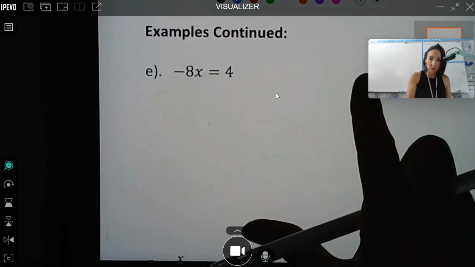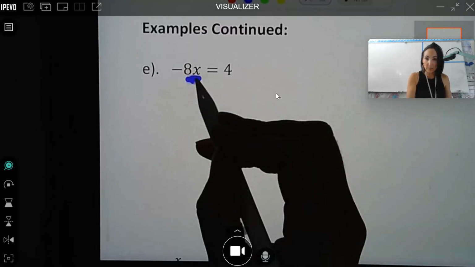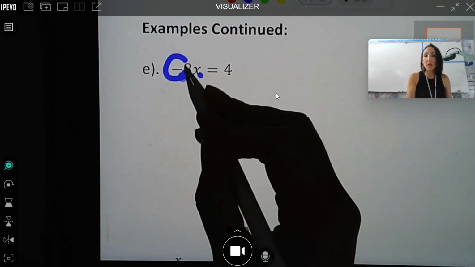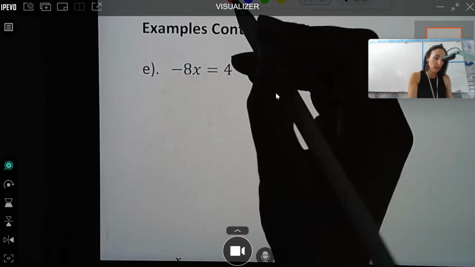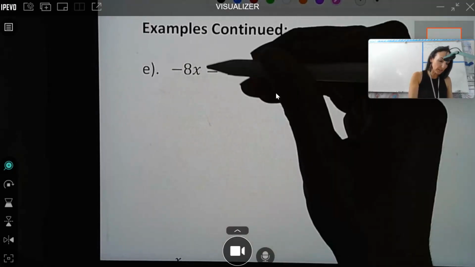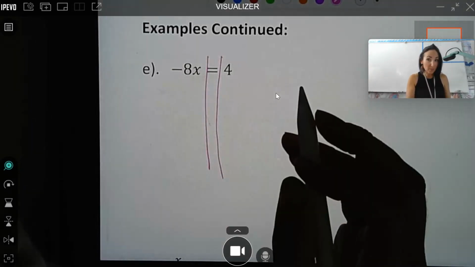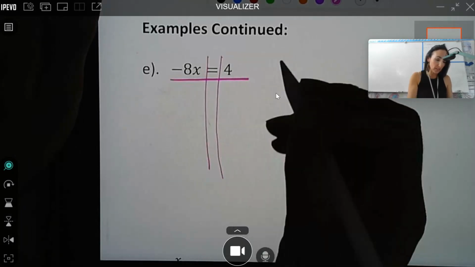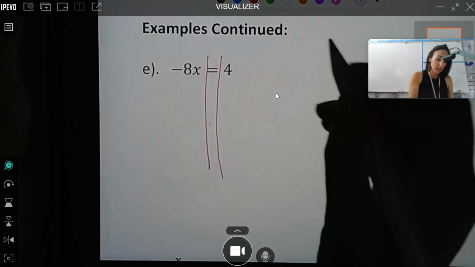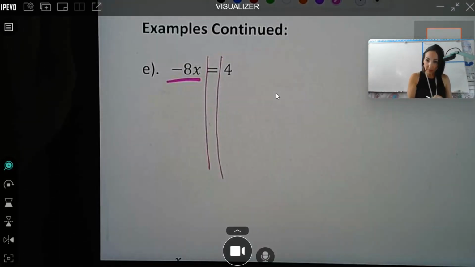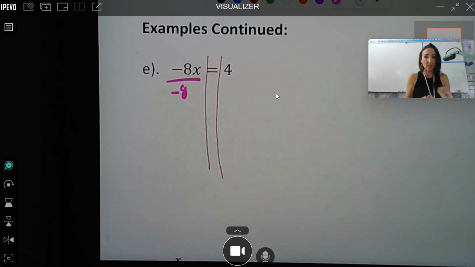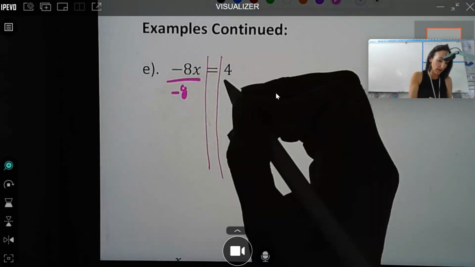I always start with looking at what's happening to the variable. And here, x is being multiplied by -8. I'm always thinking, what's the opposite operation? Not the opposite number, opposite operation. And so the opposite of multiplying is dividing. And so the opposite of multiplying by -8 is to divide by -8. So opposite operation, not the opposite number. I'm still dividing by -8.